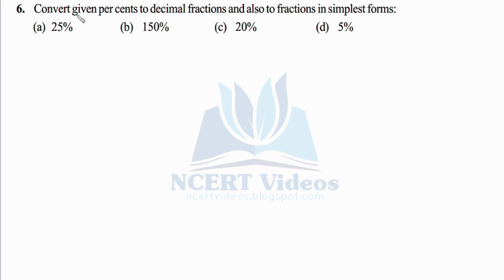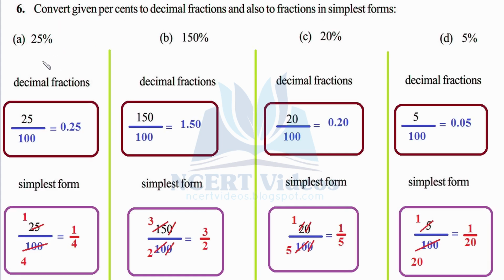Question number 6. Convert given percents to decimal fractions and also to fractions in simplest forms. A is 25%, B is 150%, 20%, 5%. In this question, reverse has been asked. We are given with the percentages and we have to first find decimal fractions and then we have to simplify them as well. So 25%, first write its decimal fraction. Percent means divided by 100. Whenever you see percent and you have to get rid of that percent, you divide that number with 100. That is what percent means. Per means division, cent means 100.